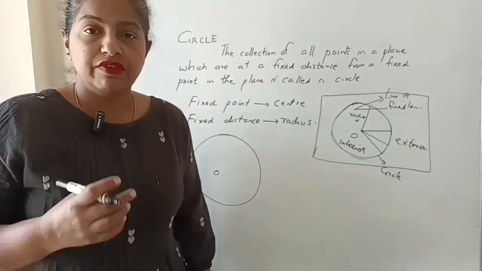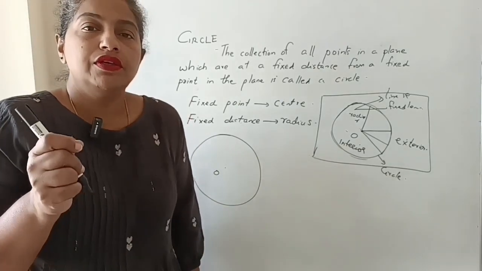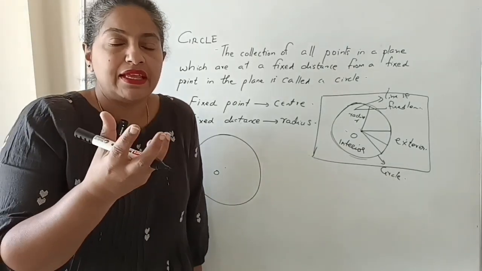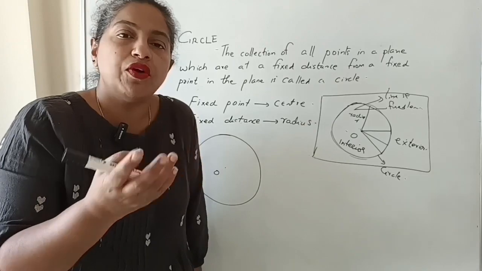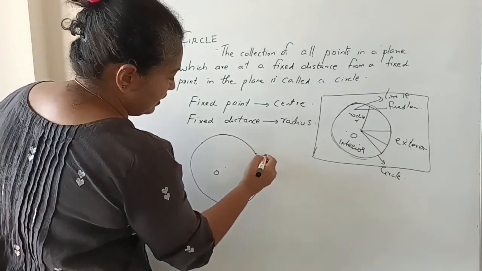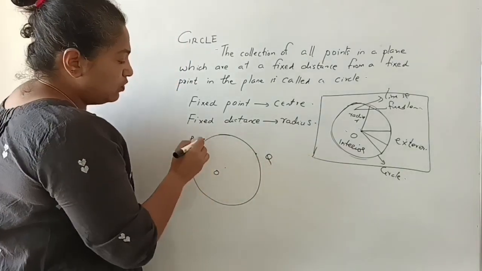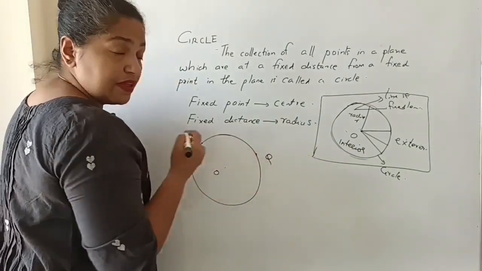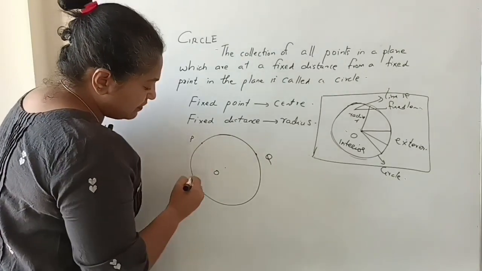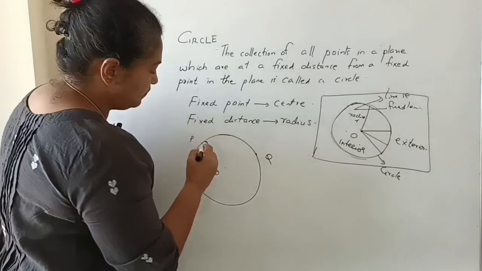Here you have a circle with center O and radius R. I have not marked the radius. Now you know what a chord is. A chord is a line segment that connects 2 points on the circle, correct? So suppose you are taking any 2 points P and Q. You know that you can draw a chord, which is PQ. Now these 2 points P and Q divide the whole circle into 2 parts.